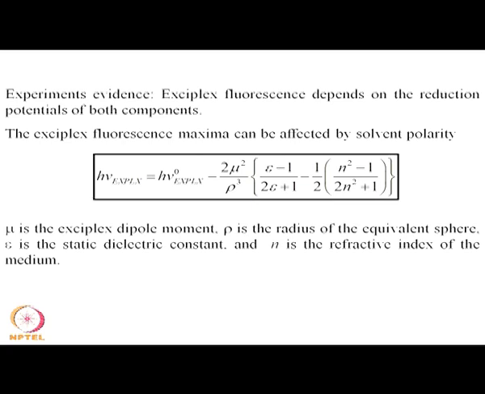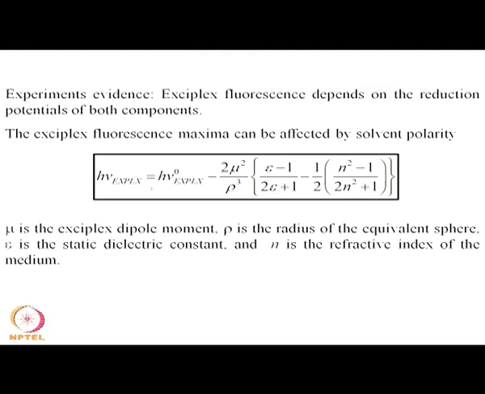The experimental evidence is that exciplex fluorescence depends on the reduction potential of both components. The exciplex fluorescence maximum can be affected by solvent polarity, and the expression goes like this, the polarity dependent exciplex emission. It is related to the Lippert-Mataga relation, where mu is the exciplex dipole moment, that is, how much charge separation there is. Rho is the radius of the equivalent sphere in the Onsager reaction field, that is, the radius of the reaction field. Epsilon is the static dielectric constant, and n is the refractive index of the medium in which this exciplex is formed.